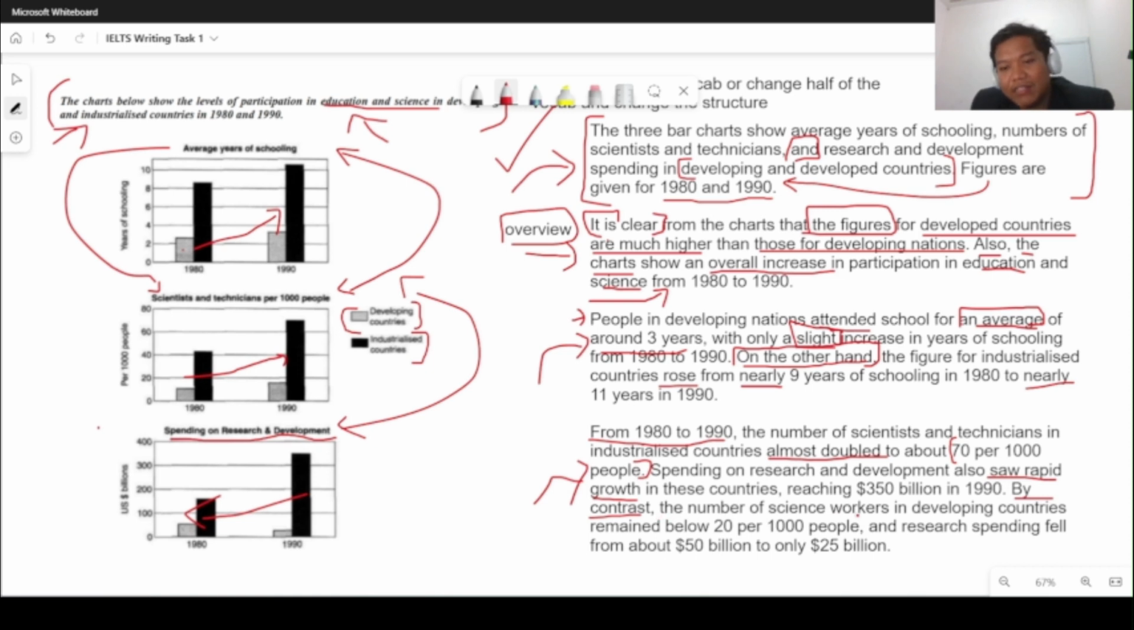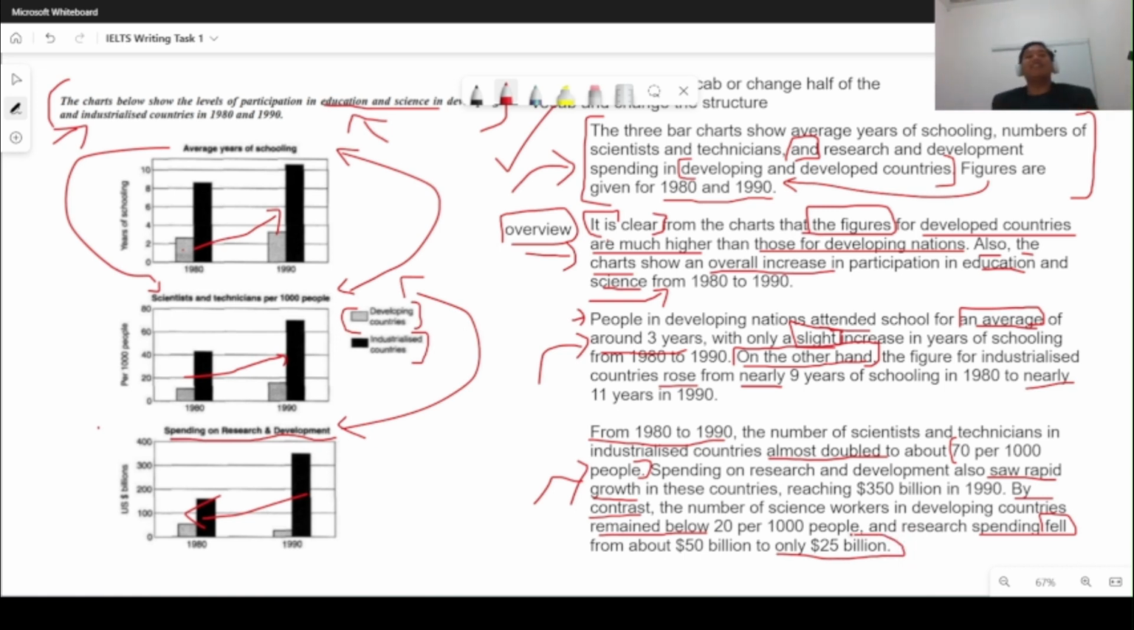The number of science workers in developing countries remained below. Another good word to remember. 20 per 1,000 people, and research spending fell. Ooh, that's a good word as well. A strong word to indicate a quick drop. Drop is a good word as well. From about 50 billion to only 25 billion.